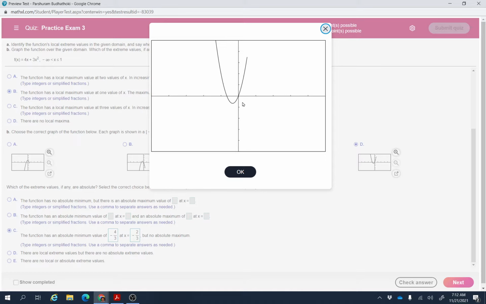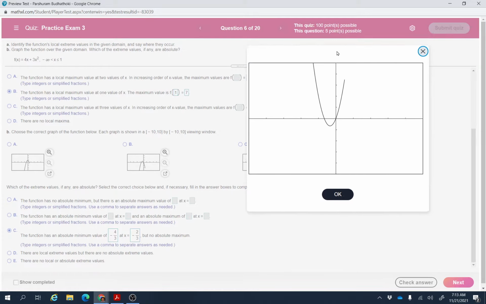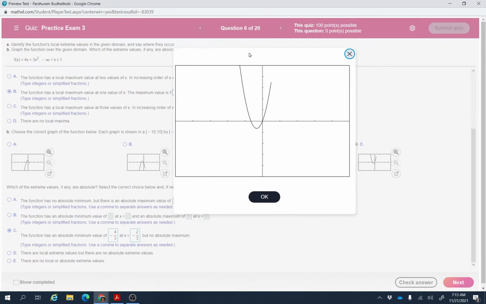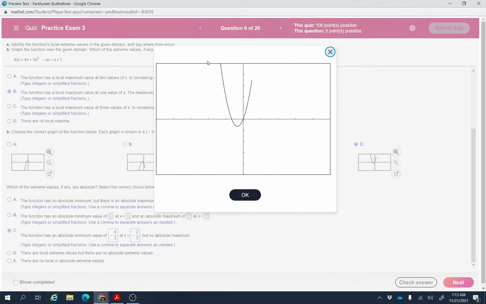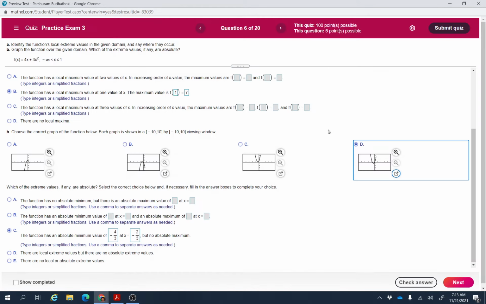Look at here. At 0 the function value is 0. At -2/3 the function has a local minimum value, which is negative, -4/3, and before that the function is decreasing, after that the function is increasing. That's why this is the only right graph among the options we have been given.